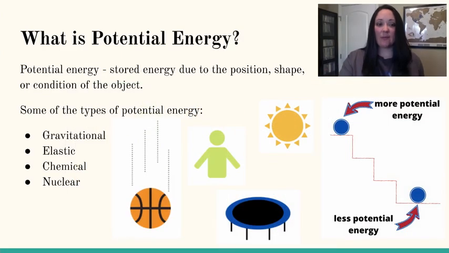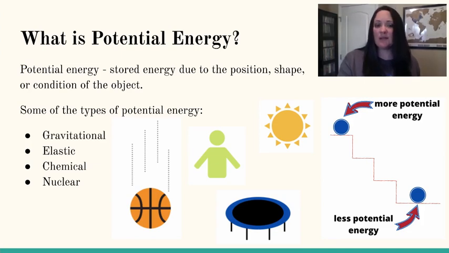So let's take a look at potential energy. It's stored energy due to the position, shape, or condition of the object. Today we're going to be looking at just a general potential energy, but if you're not already aware, there are specific types of potential energy. There's gravitational potential, where we have the basketball falling. There's elastic potential, where we are jumping on a trampoline or stretching a rubber band. Then there's chemical energy that you find inside of food, and you actually have it inside of you. And then there's nuclear energy, like from the sun.